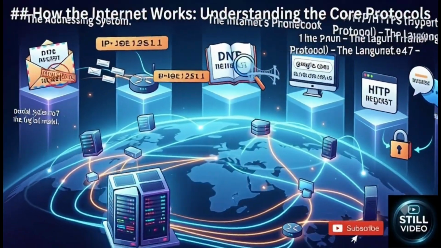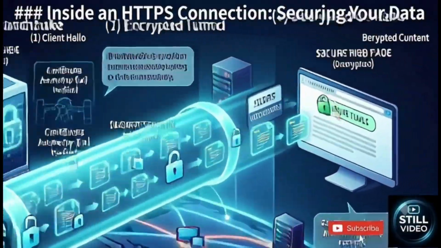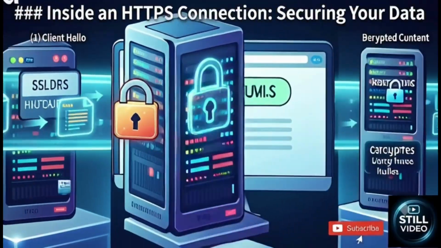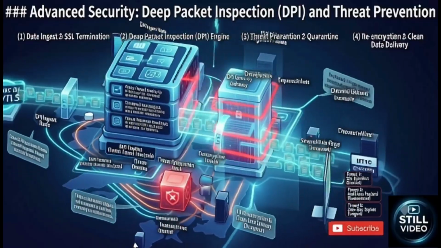Each packet is stamped with a destination IP address. Routers across the globe act as sorting offices, reading these headers and forwarding packets to the correct destination, even if they take different physical paths.